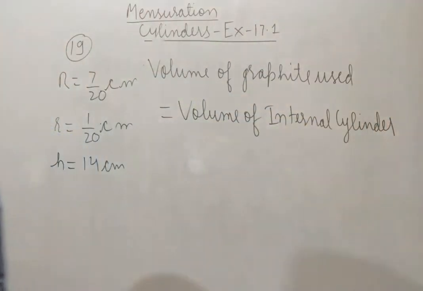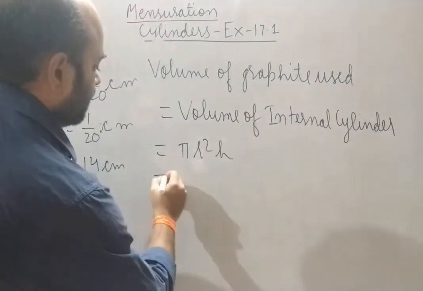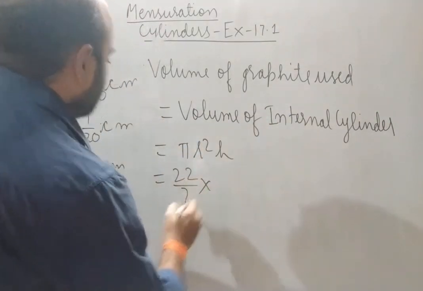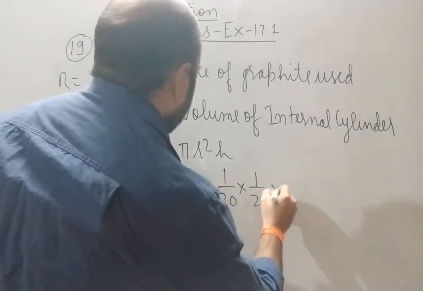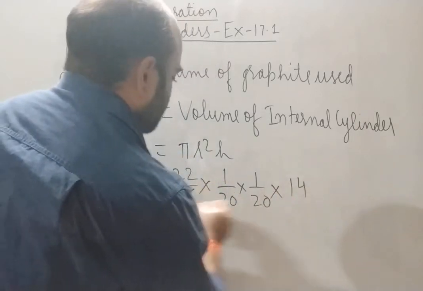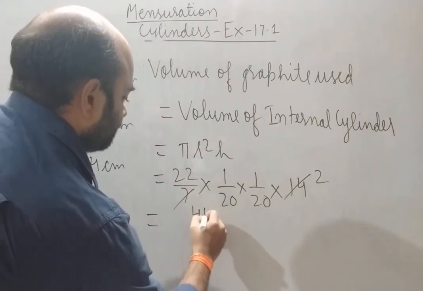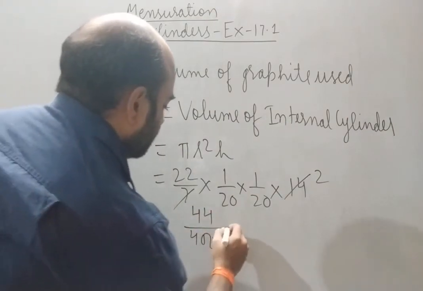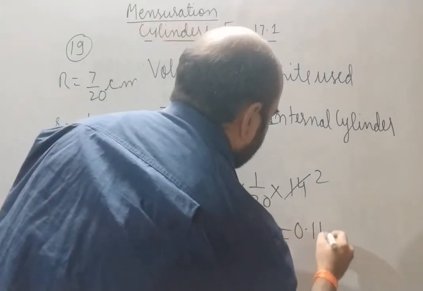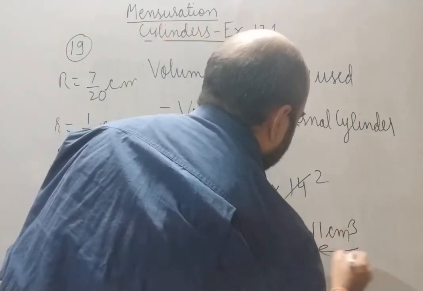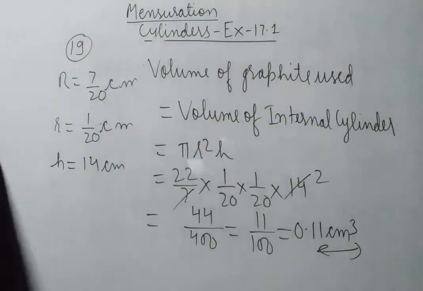Correct? So that is only pi small r square. It means 22 by 7, 1 by 20 square into h, that is 14. So this is 44 by 400. That will give 11 by 100. It means 0.11 centimeter cube. Correct? That is the final answer.